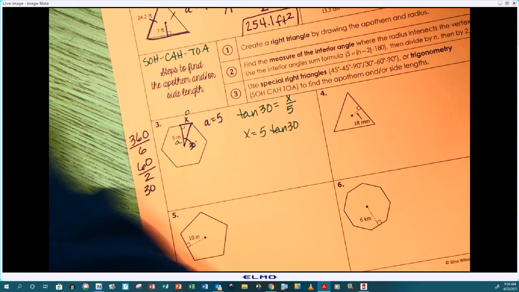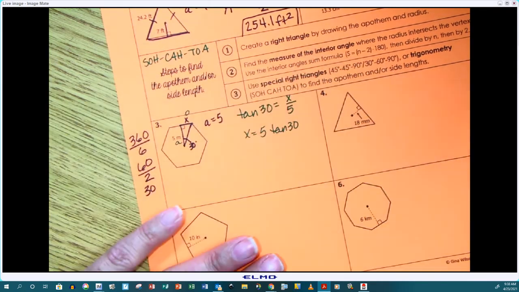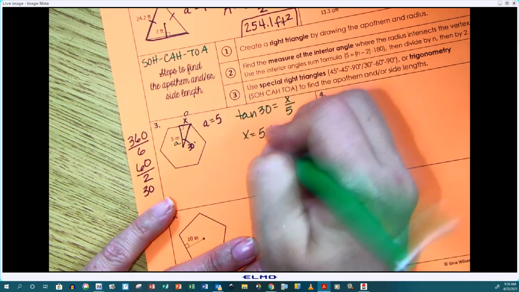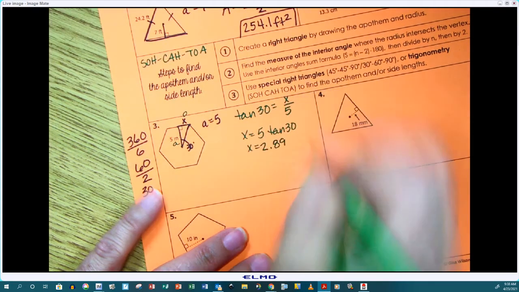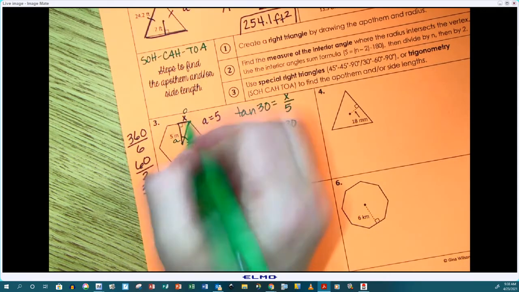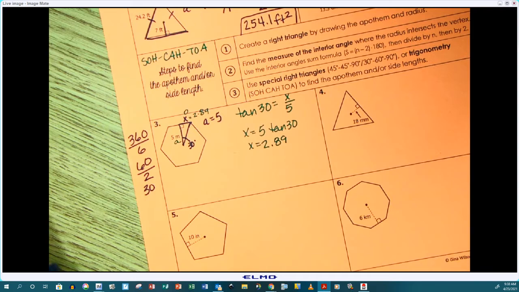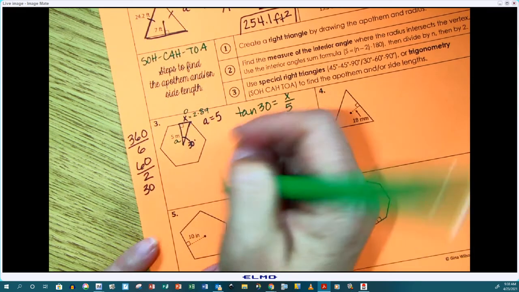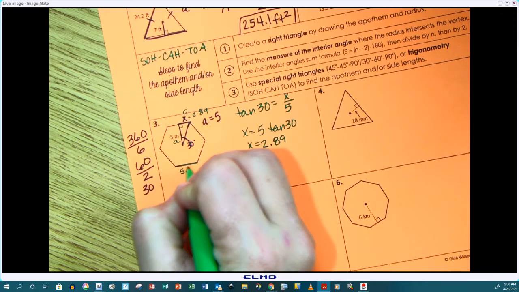Make sure you're in the right mode. 5 tangent 30 is 2.89. So X is 2.89. So if this piece is 2.89, then I'm going to go 2.89 times 2, and I get 5.78. So the whole side is 5.78.